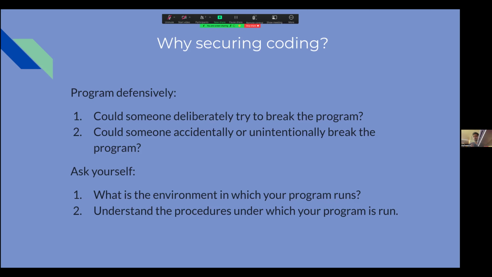So this question directly leads us to the answer of secure coding: we have to not just write the program to function well, but it also has to withstand a person who is deliberately trying to break the program.